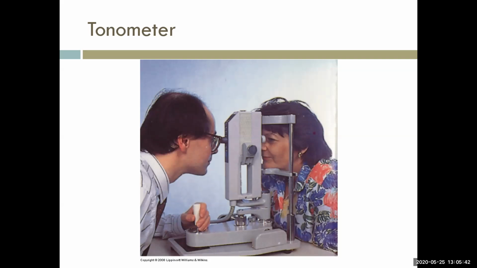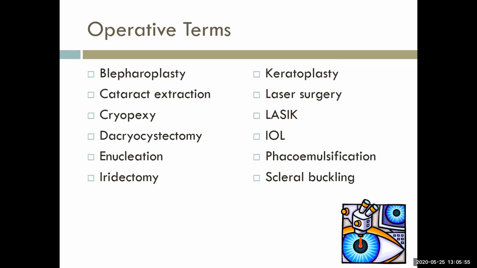Tonometer, this is where they're going to, again, look in the eye, but they can also measure for intraocular pressure. You'll often feel that air going into your eye.